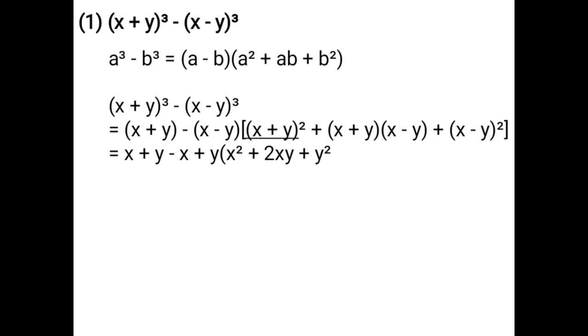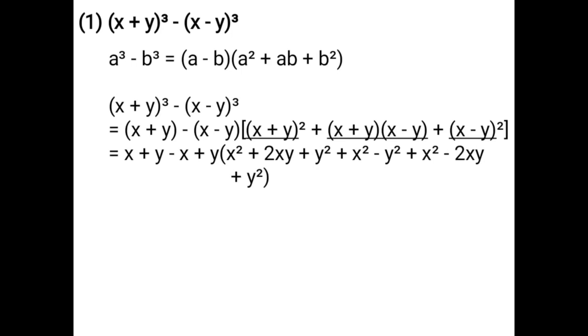Then after that, for (x + y)(x − y), you have to use the formula of (a + b)(a − b), which is a² − b². So the answer is plus x² − y². Plus (x − y)², you have to use the formula of (a − b)², which is a² − 2ab + b². So the answer is plus x² − 2xy + y². Then you have to close the bracket.